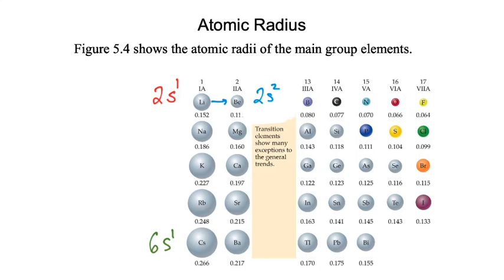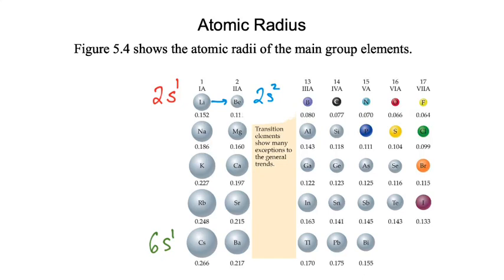I didn't ask about the nucleus yet. What would happen to the size if the electrons are going to the exact same energy level? It stays the same. Okay? Does it stay exactly the same? No, something else is going on. What's that something else going on?